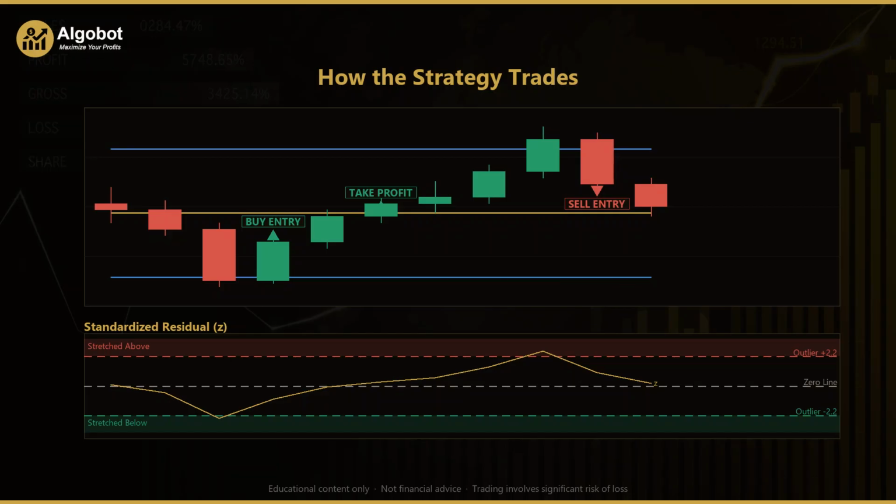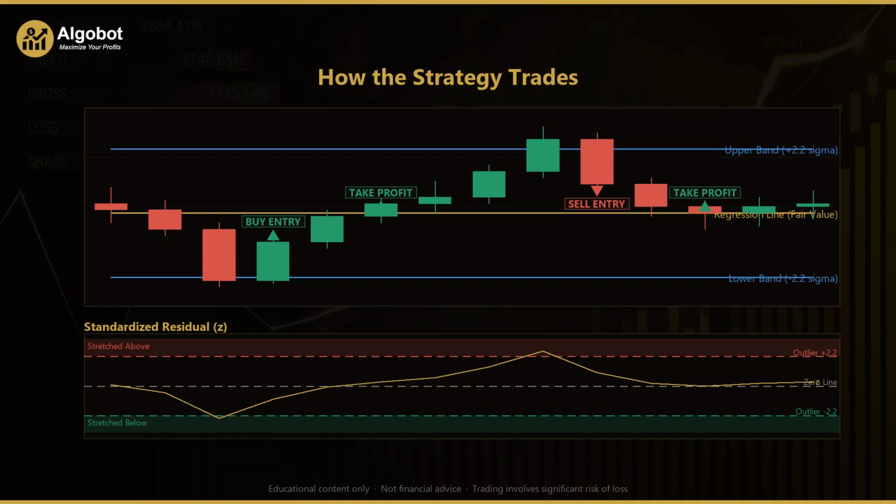Price continues past the line and begins drifting upward. Several candles later, one candle pushes up sharply and closes near the upper band, and in the panel below the residual rises above the positive 2.2 level. That's an outlier on the upside, price stretched well above the flat trend. Again, the strategy does not sell that bar. It waits. The following candle turns down and closes back inside the band, and the residual falls back below positive 2.2 while staying above zero, still on the upper side of the line.